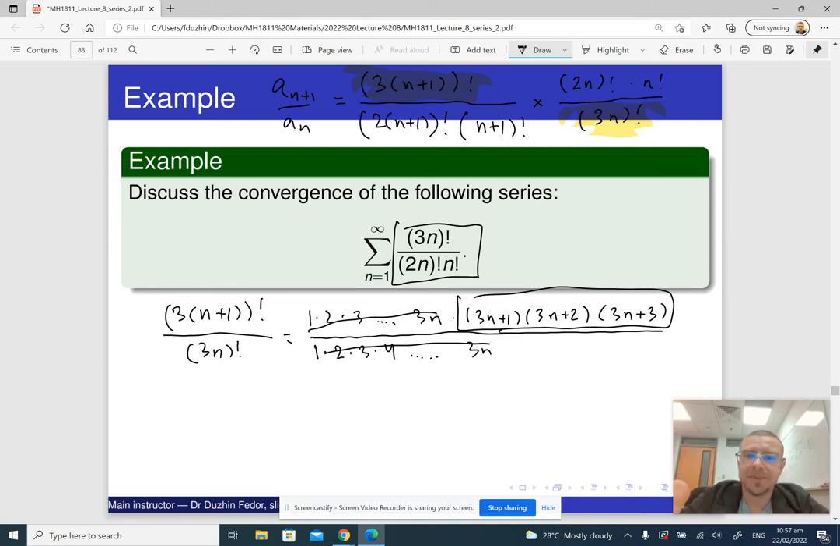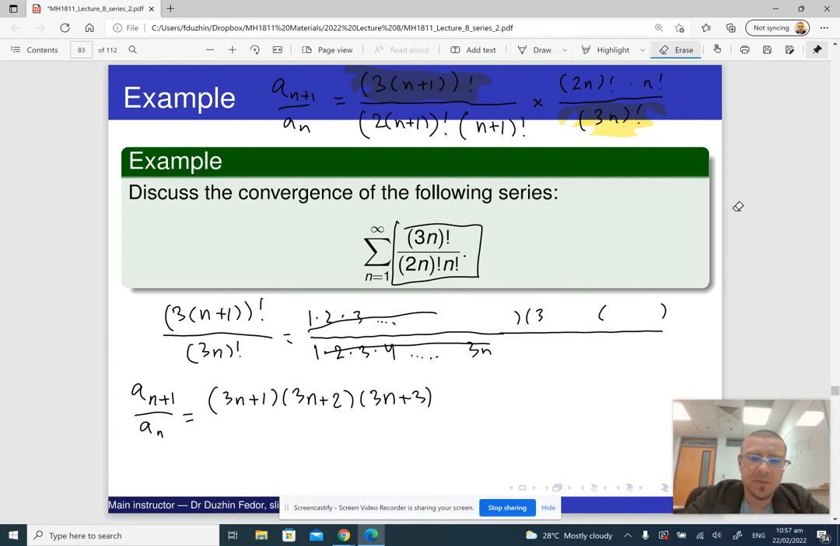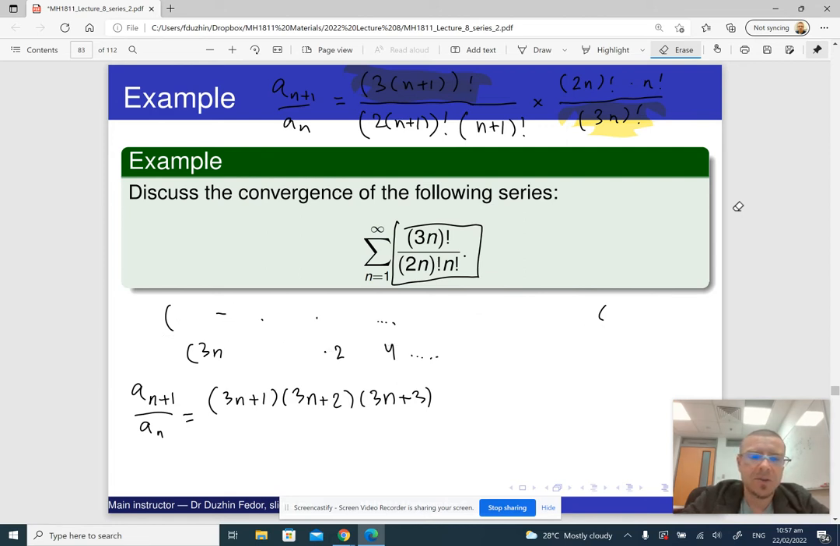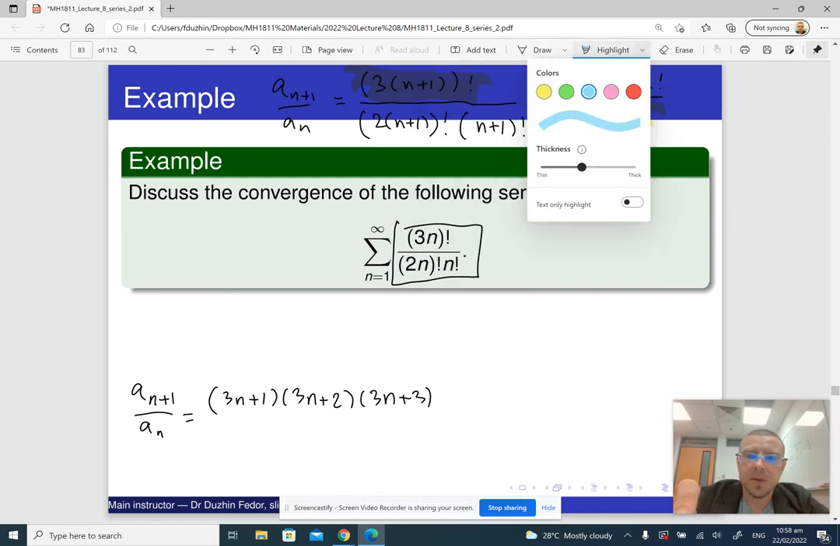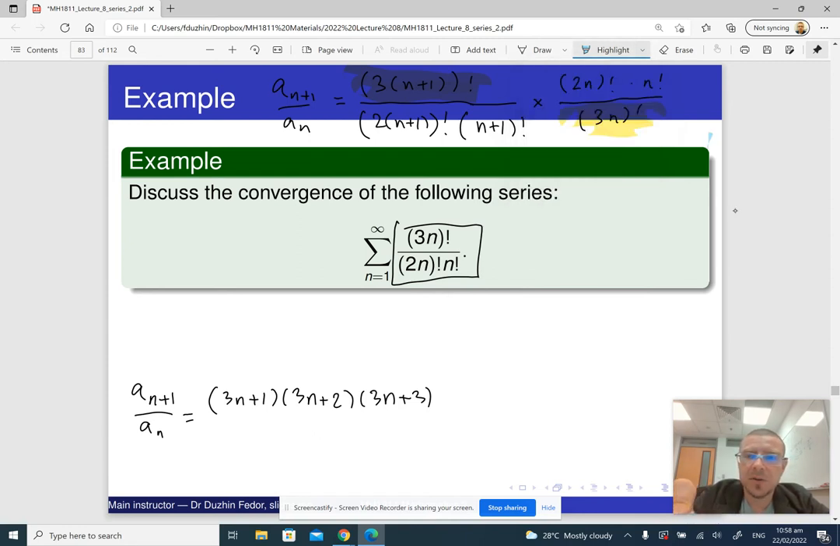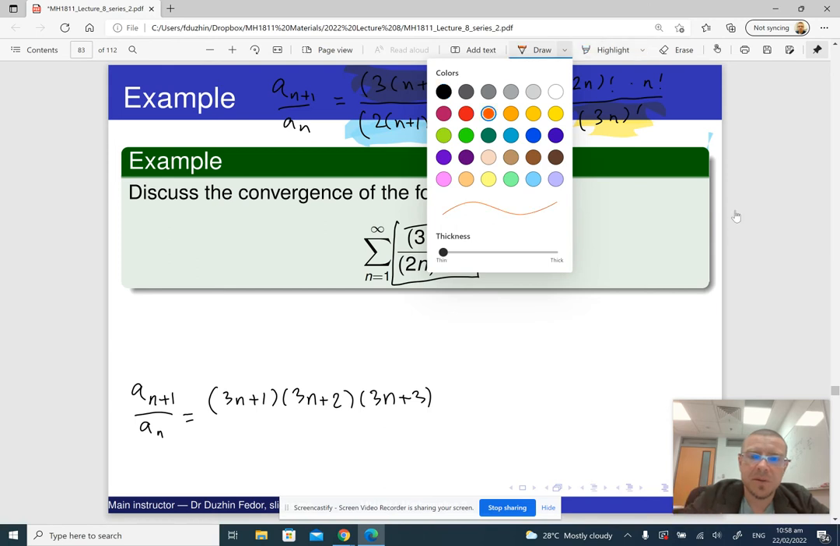All right, so let me just write it here. a_{n+1} divided by a_n is in fact 3n plus 1 times 3n plus 2 times 3n plus 3. Well, there's going to be something else, right? So it's just that I have saved it for later. Now I can just erase this and continue. Okay, so now instead of looking at this term, let me look at 2n factorial here and 2n factorial on top, right? So maybe do it like this.